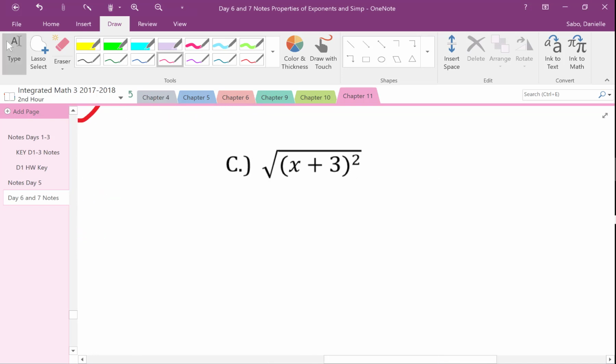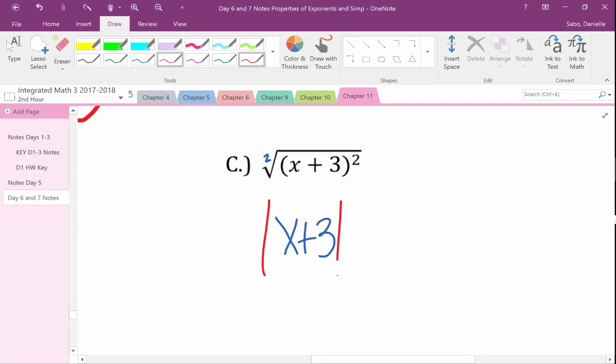Moving on. What's my index? 2. So this is one group. If you look at it, it's in parentheses. How many groups of x plus 3 can I pull out? 1. So I have x plus 3 to the first power. Am I done? No, you have to put an absolute value. Around what? This is the trick. The whole thing. Thank you.